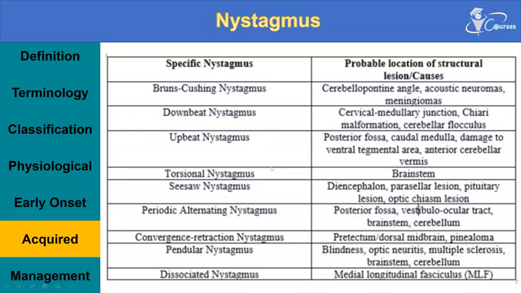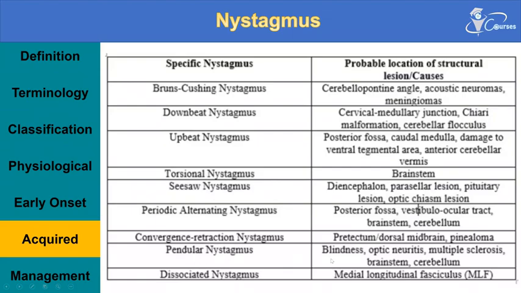Upbeat nystagmus, the lesion will be in the posterior fossa, caudal medulla, damage to the ventral tegmental area, anterior cerebellar vermis. Torsional nystagmus, in the brainstem. Seesaw nystagmus, in the diencephalon, parasellar lesion, pituitary lesion, optic chiasm lesion. Periodic alternating nystagmus, in the posterior fossa, vestibulo-ocular tract lesion, brainstem lesion, cerebellum region. Convergence retraction nystagmus, in the pretectum or dorsal midbrain lesion or pinealomas, which is also present in the midbrain.